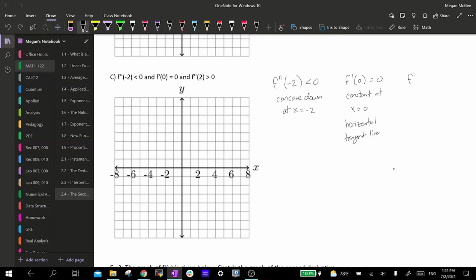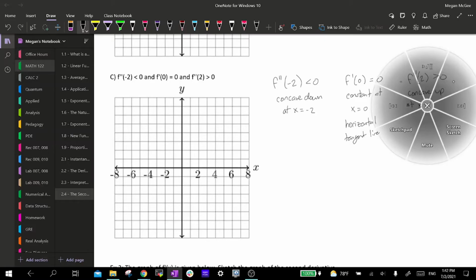Alright, and then we are also given the second derivative of positive 2, which is greater than 0, so we are concave up at x is equal to positive 2.